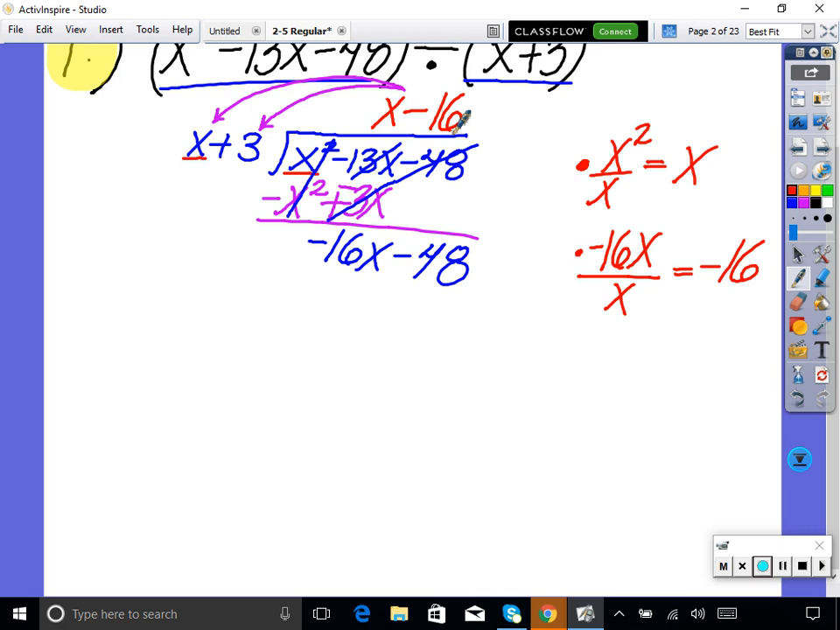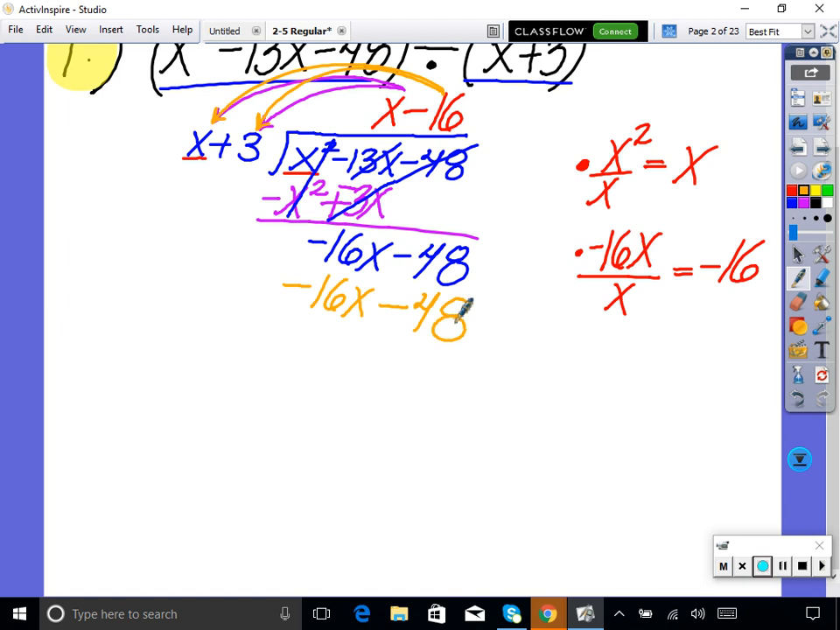And now once again, it's just a roundabout process. Now we're going to take negative 16 and we're going to multiply it back down. Negative 16 times x, negative 16x, negative 16 times positive 3. Negative 48. Now here's where people forget.